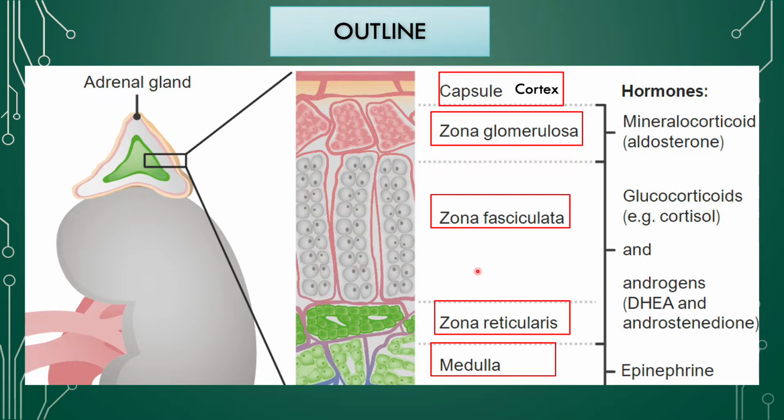Adrenal medulla are cells within the medulla and are modified postganglionic sympathetic neurons that form synapses with preganglionic sympathetic nerve fibers. And they secrete catecholamines, epinephrine and norepinephrine.